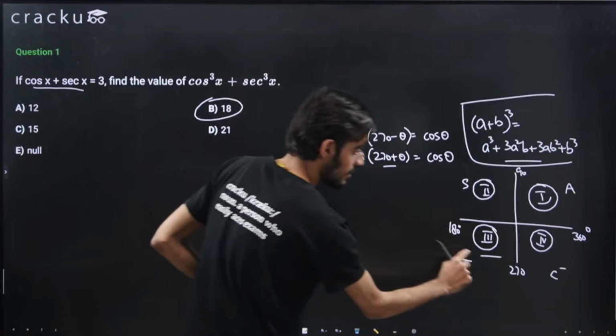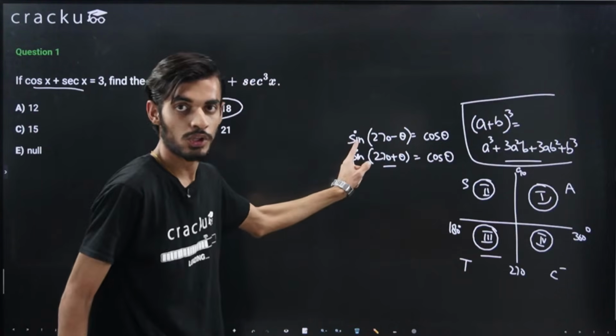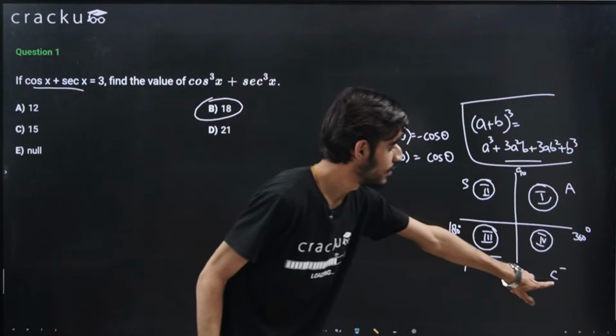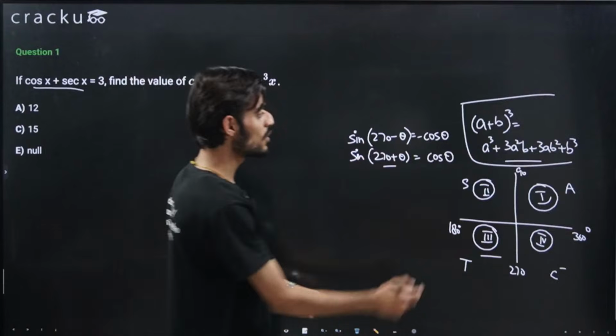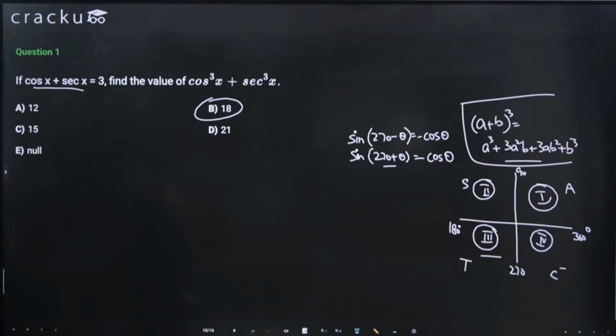So in the third quadrant, we know that only tan is positive because sine is not positive, so it will come out to be minus cos theta. And in the fourth quadrant, I know cos is positive, but sine is not positive, so again this will be minus cos theta. I hope this clears your doubt. You were asking.